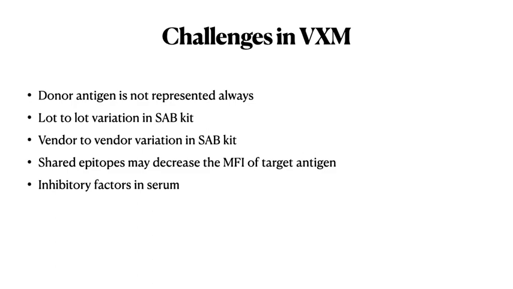If virtual cross match is negative, but your CDC and flow are consistently positive, then you have to look at the antigens. Maybe the antigens are not represented in the beads. The shared epitopes may decrease the MFI value of the target antigens, which we discussed before. Then there are inhibitory factors in the serum, which can also give a falsely negative test. There are ways of removing the inhibition. We can add cysteine. We can do some heat inhibition, heat treatment of the samples.